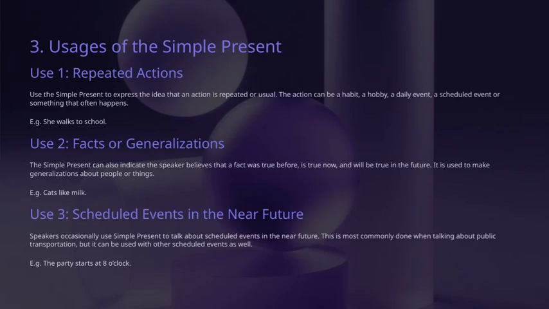Now, let's look at how we use the simple present tense for different purposes. First, we use it to talk about scheduled events in the near future. For example, the party starts at 8 o'clock.